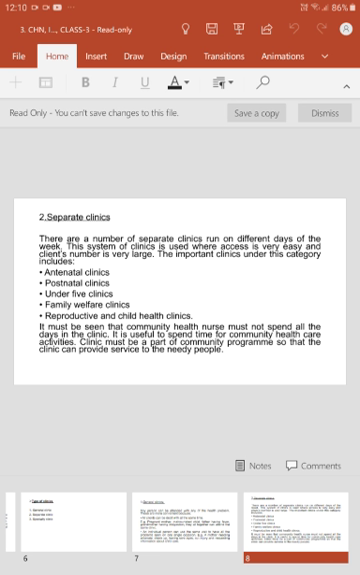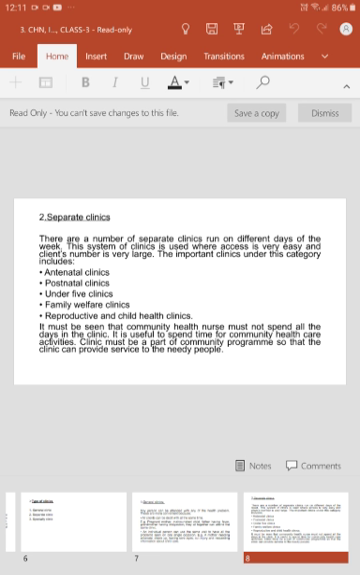Then the second one is postnatal clinics. Postnatal means after the delivery they are giving the care. So what history collection and what assessment we can do for postnatal care. Even if a large number of people come, it is quite easy to give care, because only that particular type of people come to that area. Third one, under 5 clinics. Only under 5 babies come.